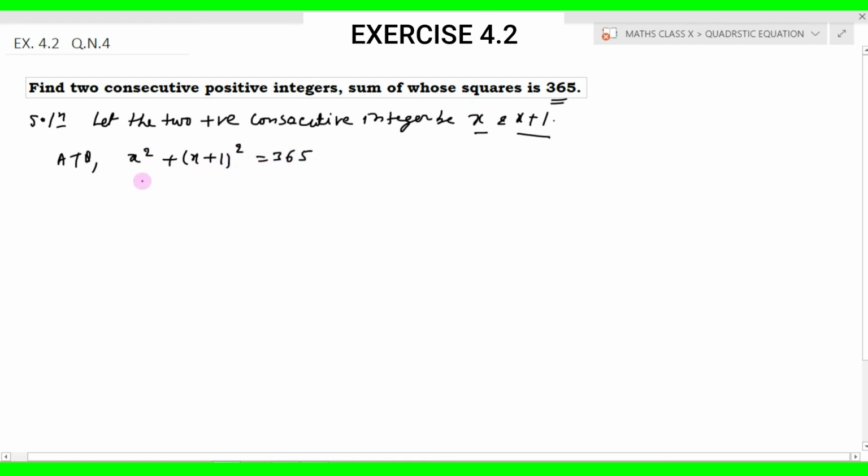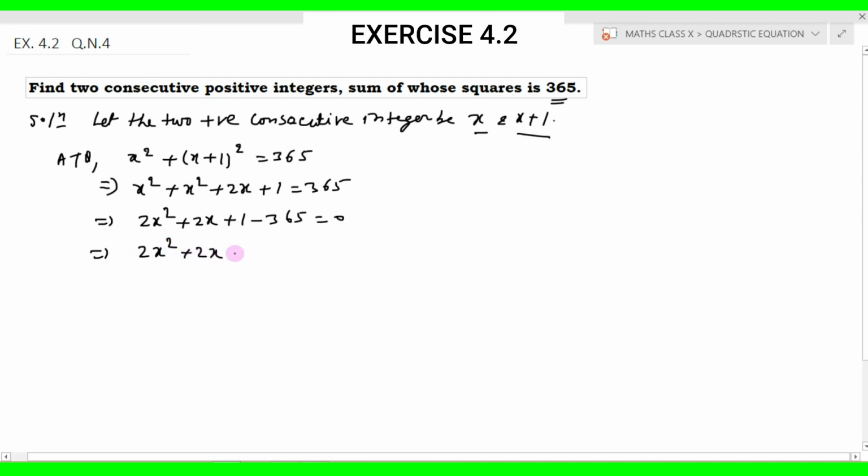Now this is not in the standard form. First of all we have to bring it to standard form. x square plus x square plus 2ab, that is 2x into 1, plus 1 square, equals 365. Thereafter x square plus x square is 2x square, plus 2x plus 1 minus 365 is equal to 0. So next we get the standard form: 2x square plus 2x plus, minus 365 minus 1 is 364, equal to 0.